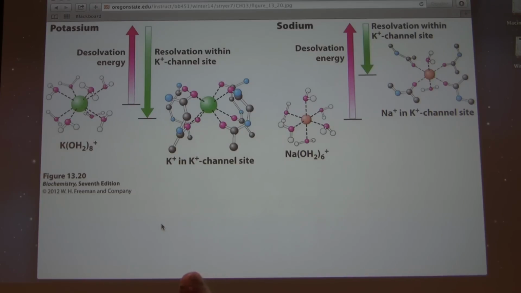Okay? It takes energy to shed waters. It takes energy for sodium. It takes energy for potassium. If the movement of the ion through generates more energy than it takes to shed the waters, then that movement will be favorable. Okay? And if that shedding of the waters is a greater amount of energy than is realized going through, then it won't be favorable.